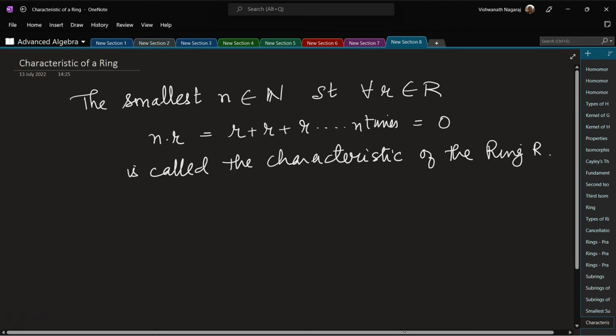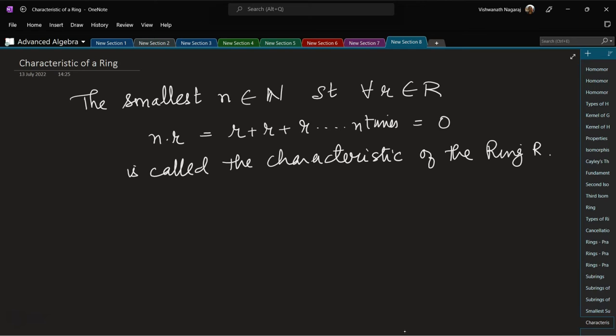So it may look funny initially that you are taking a natural number and multiplying it with an element of a ring and you are getting 0. This doesn't happen with respect to our commonly used number systems. So the characteristic of integers is going to be 0, because if we take a number and add it to itself whatever number of times, we will never get to 0.